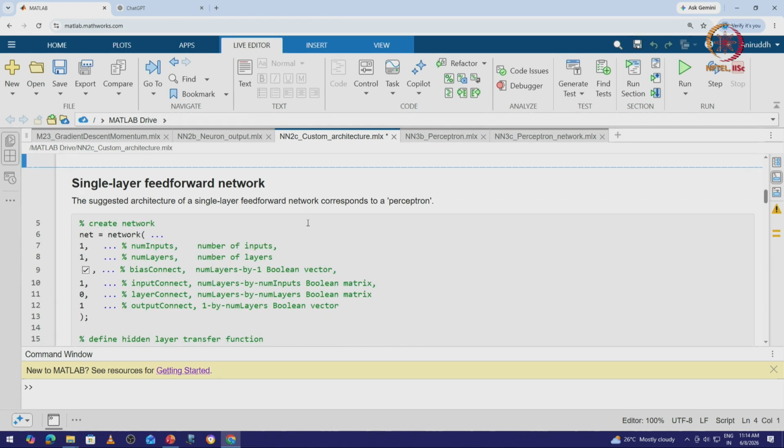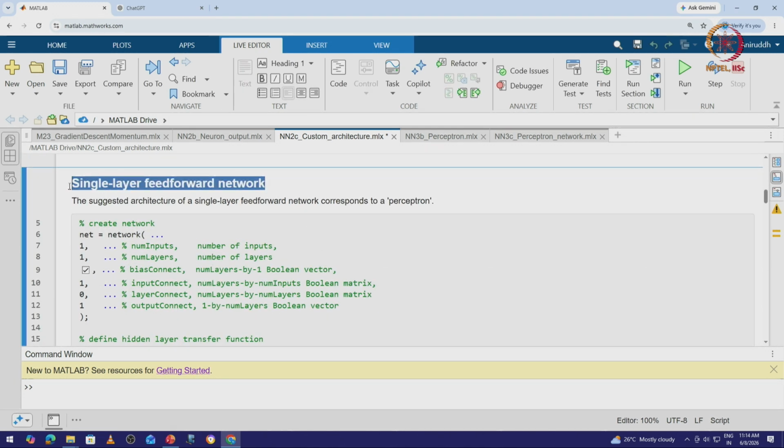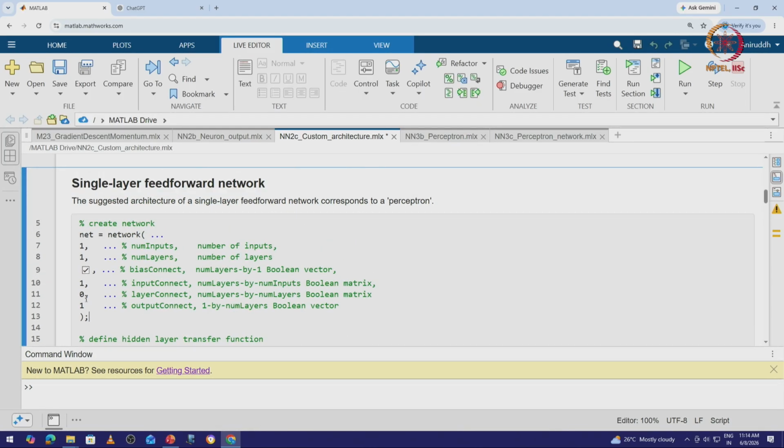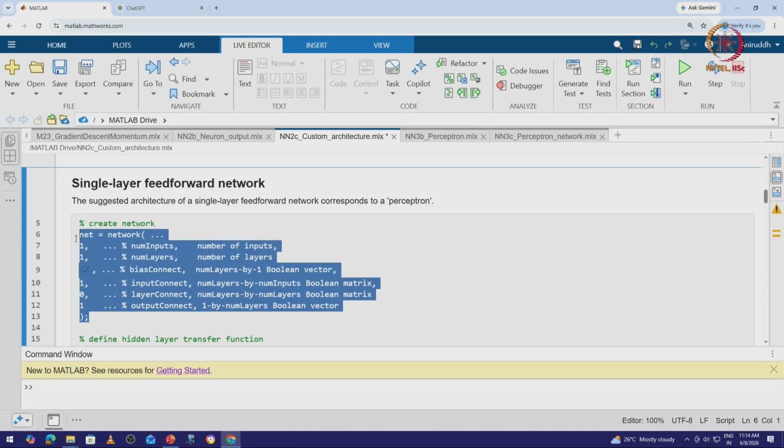Now let us take a look at the single layer feed forward neural network. It has a different way of initializing or creating the network and then defining the activation function.